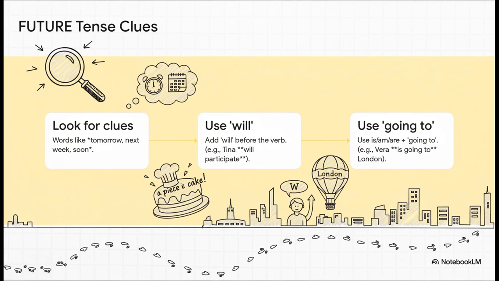And making the future tense is super easy. The magic word is will. You just put it right before the verb. Tina will participate. Done. Or you can use the phrase is, am, or are plus going to before the verb, like Vera is going to London.